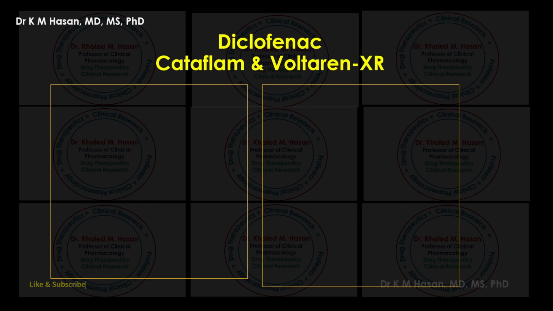Diclofenac is available in two popular brand names. We have Voltaren, and we have Voltaren XL, extended release, and Voltaren normal, immediate release. Then we have Cataflam. Voltaren is a salt, diclofenac sodium, and Cataflam is the potassium salt. So we have two different types of salt. When you talk about Voltaren, we have sodium diclofenac. When you talk about Cataflam, we have potassium diclofenac.